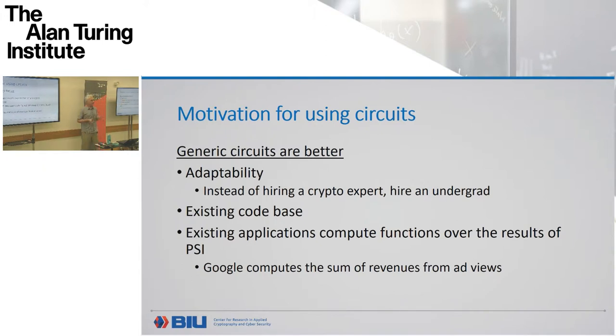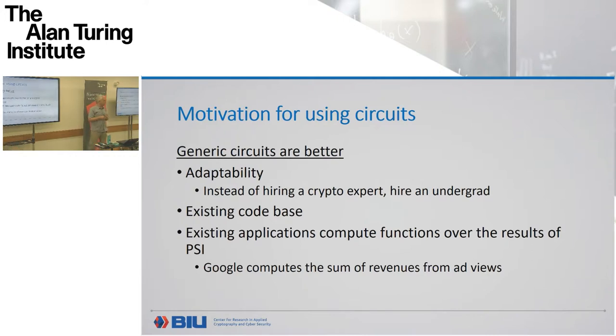And then they come and say, we don't want to compute the size of the intersection, but rather a bit, which is 1 if the intersection is greater than 100 and 0 otherwise. So again, you have to hire a crypto expert to do it for you. Now, suppose you had a circuit which computes the intersection. Then if someone comes to you and says, I want to compute the size of the intersection, you should get a second year undergrad who learned about Boolean circuits and ask him to design a circuit which counts how many items are in the intersection.